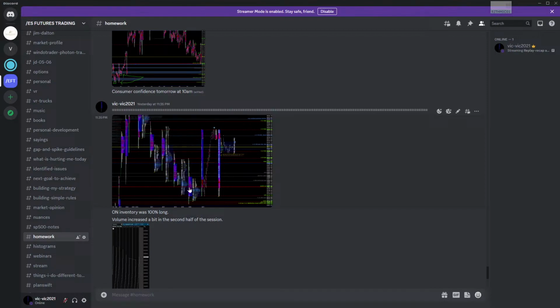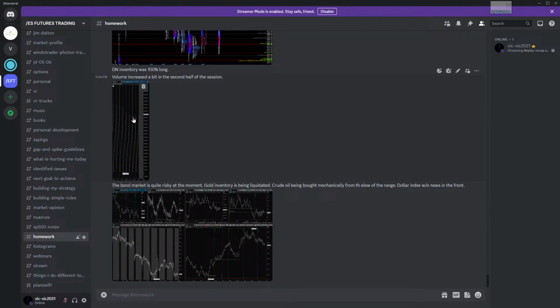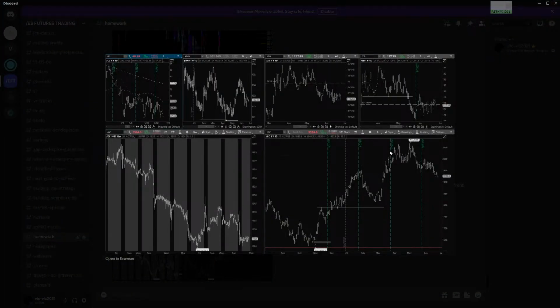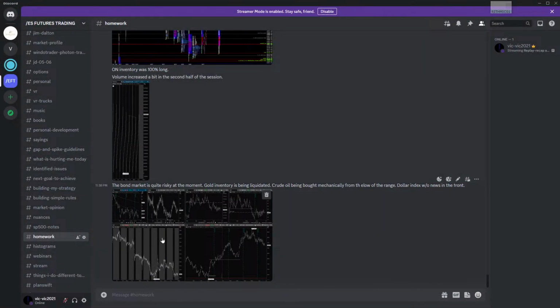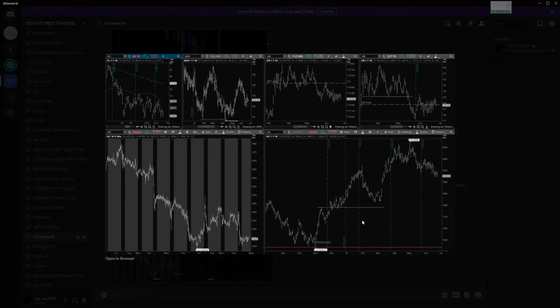Inventory was for this, the overnight. Volume a little bit higher. This bond, I don't like this market, the bond market here. It's very risky here. Gold, capital is coming out of gold.